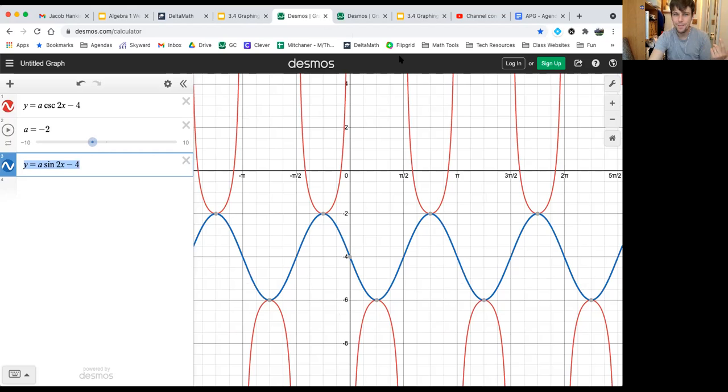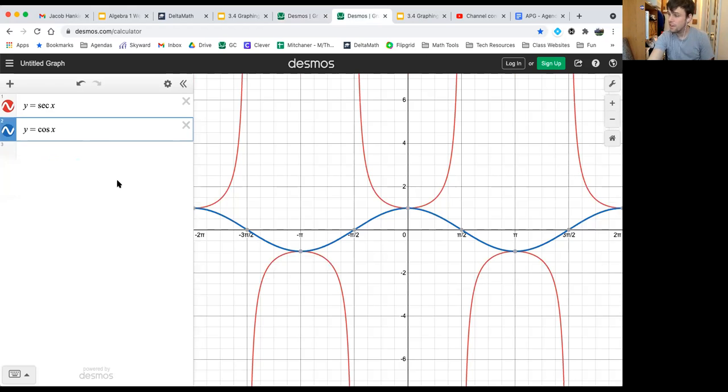Trying to get to that next tab, but the Zoom menu keeps popping up on me. There we go. So same thing is going on with cosine and secant.